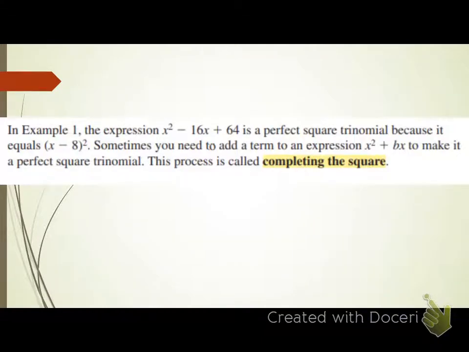Like we said in example 1, the expression x squared minus 16x plus 64 is a perfect square trinomial because it equals x minus 8 squared. Sometimes you need to add a term to an expression, x squared plus bx, to make it a perfect square trinomial. That's the process called completing the square, which is what we're going to focus on today. We're going to add something to our x squared plus bx expression to make it a binomial squared. Sounds kind of complicated, but it's really not that bad.